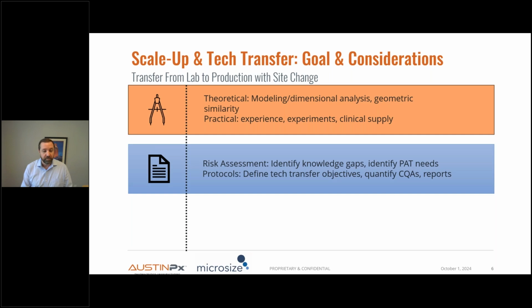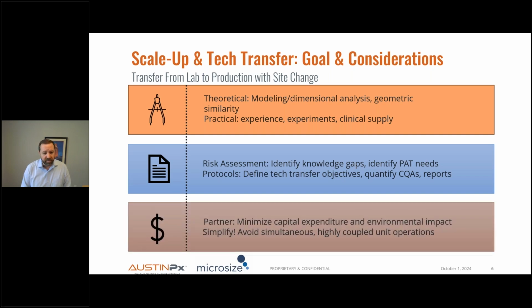Another approach to viewing a scale up and tech transfer plan is from a regulatory and a documentation standpoint. You know, doing risk assessments early and often to understand knowledge gaps, identify potential process analytical technology needs are important. And as we look at scale up and transfers, we should document what we learn, what we expect to achieve during a particular event through protocols. So there's the need to capture what we believe to be the future CQAs and report on that along this process.